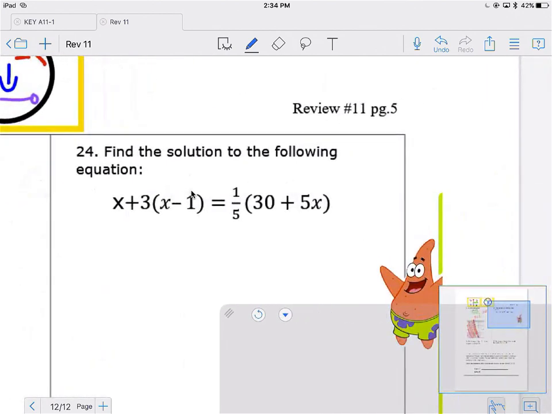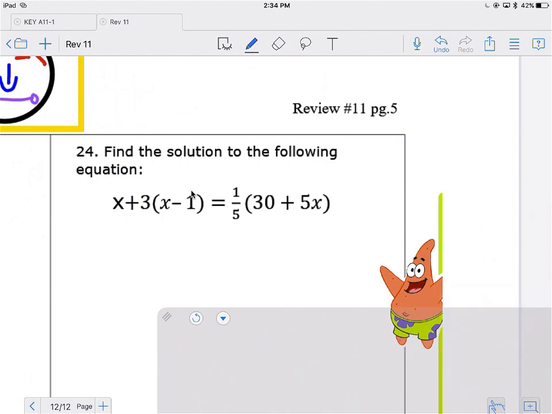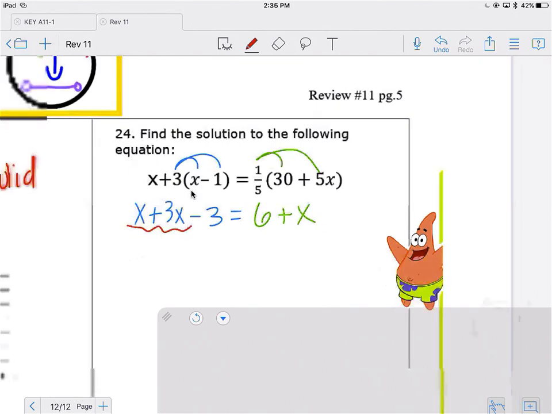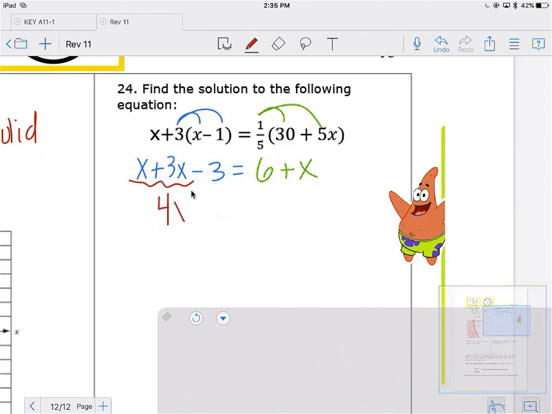Problem 24 asks us to find the solution, so we need to solve for x. I first need to distribute 3 times x, which is 3x, and 3 times negative 1, which is negative 3. I also need to distribute 1/5. 1/5 times 30 is 6. 1/5 times 5x is x. I am now going to combine my like terms. X plus 3x is a total of 4x.